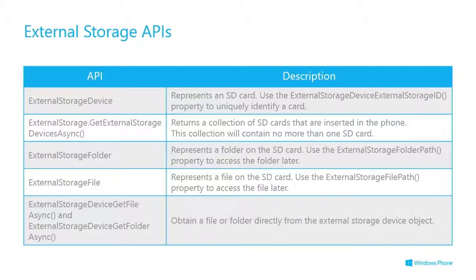So here's a list of some of the external storage APIs. Obviously, the one for the device, representing an SD card itself. Again, you need to detect, because not all phones are going to have an SD card. Some of them do, and some won't. That's up to OEMs. And then you'll look at storage folders, look at the files themselves, and then be able to get them and open them based on the ones that you've registered in your application.